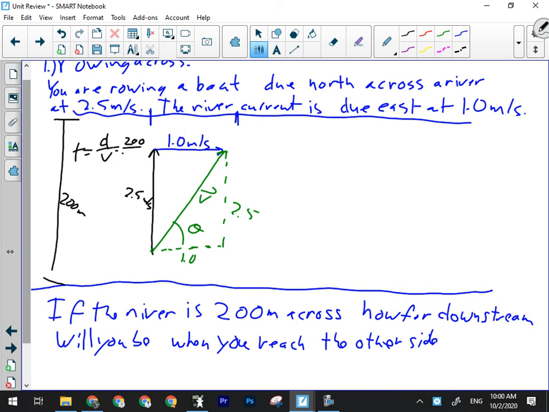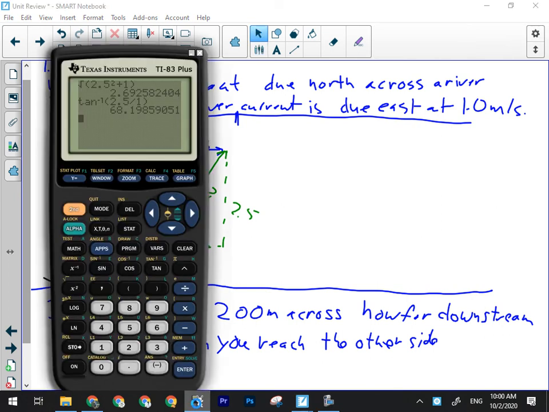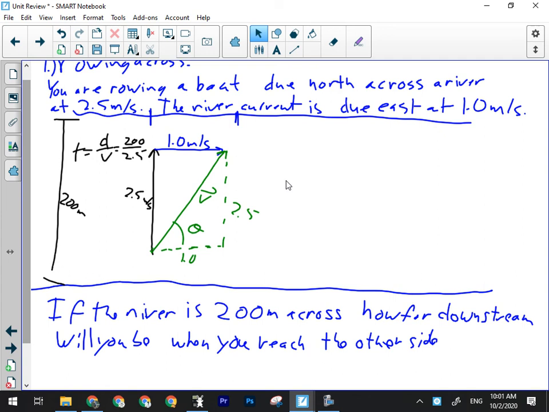So I would find what my time is by going t equals d over v, 200 over 2.5. It's going to take me 80 seconds to get across the river. All right, so my time is 80 seconds.